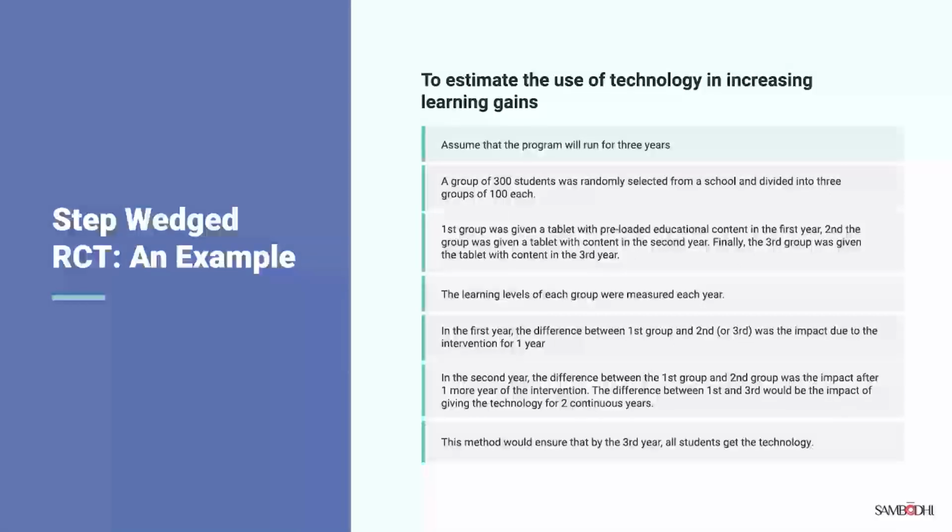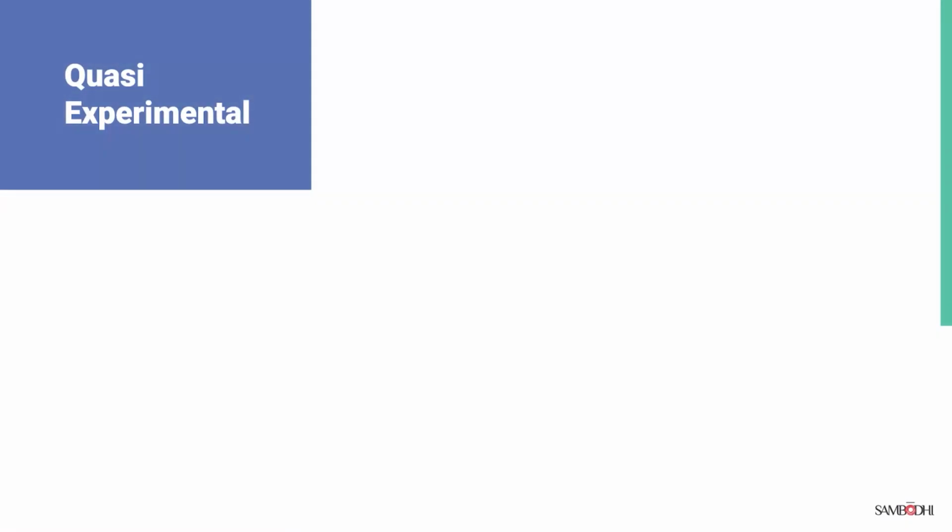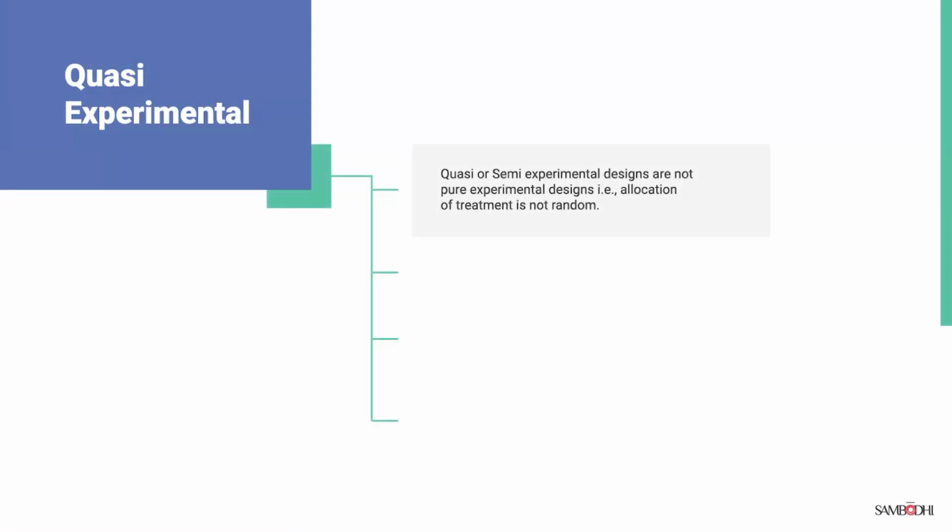And finally, this method would ensure that by the third year, all students would get the technology. Now let us understand the method of quasi-experimental design. The quasi or semi-experimental designs are experimental designs where the allocation of treatment is not random.